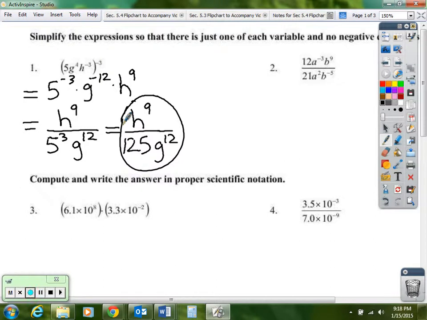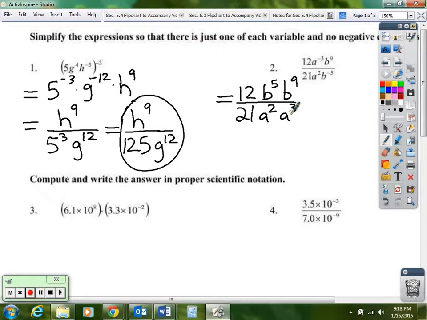Now on to number 2. Before we go ahead and do any work, let us change the sign and cross the line. We're going to take the a to the negative 3 down to the denominator as a to the positive 3. That b to the negative 5 will come up on top as b to the positive 5. Let's write: 12 b to the 5th, b to the 9th, over 21 a squared a to the positive 3.